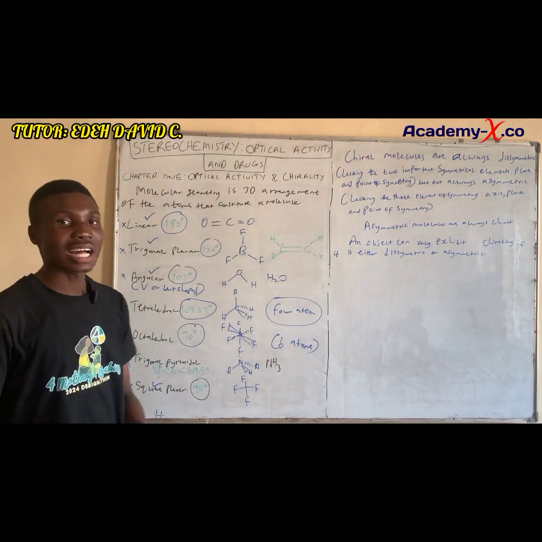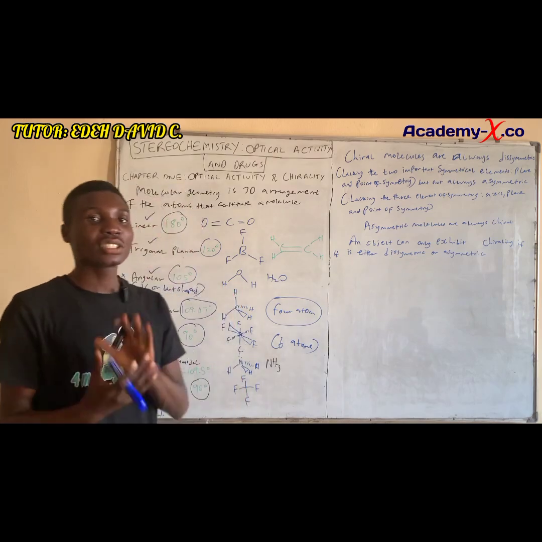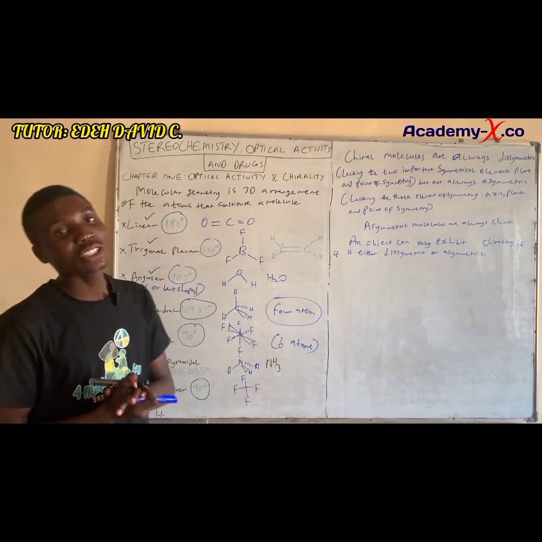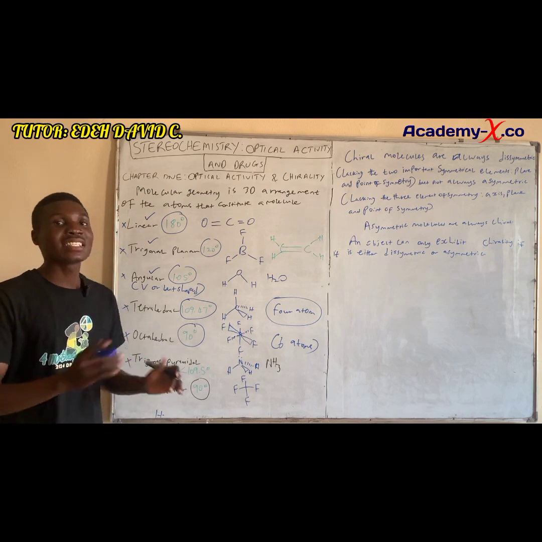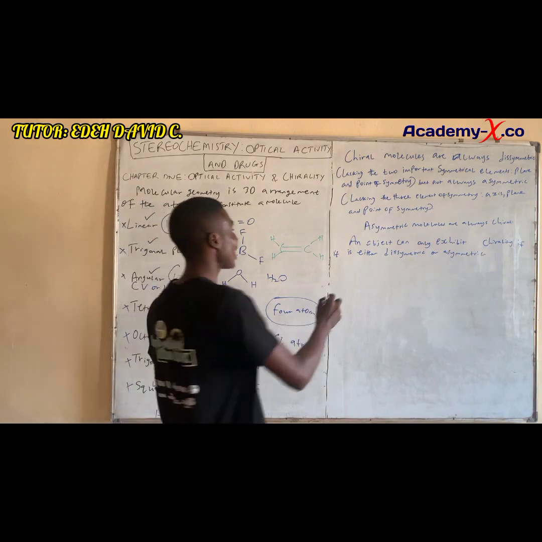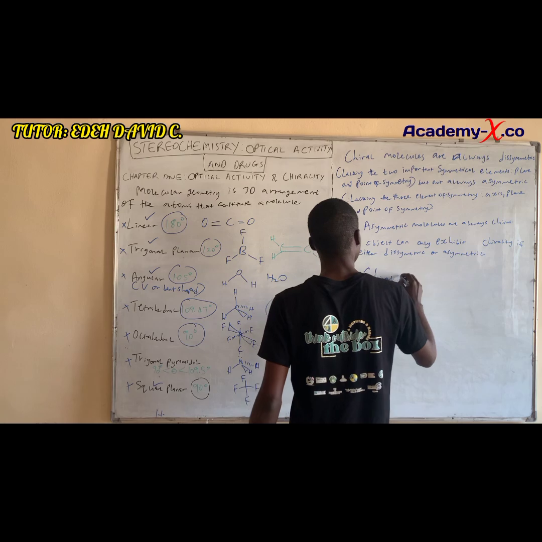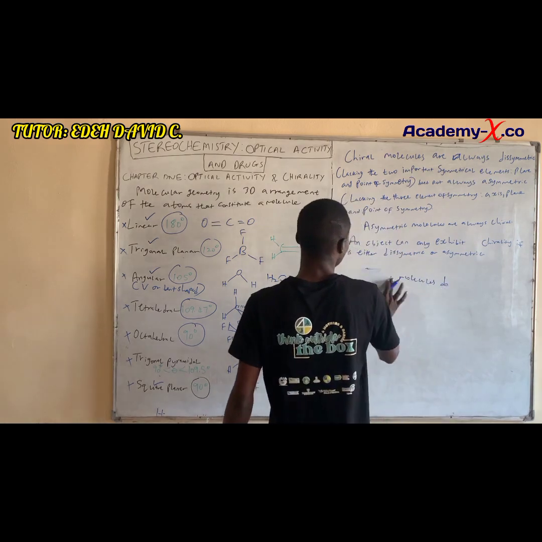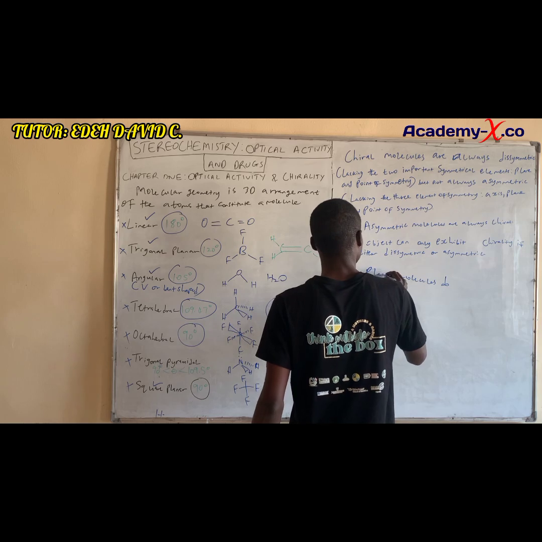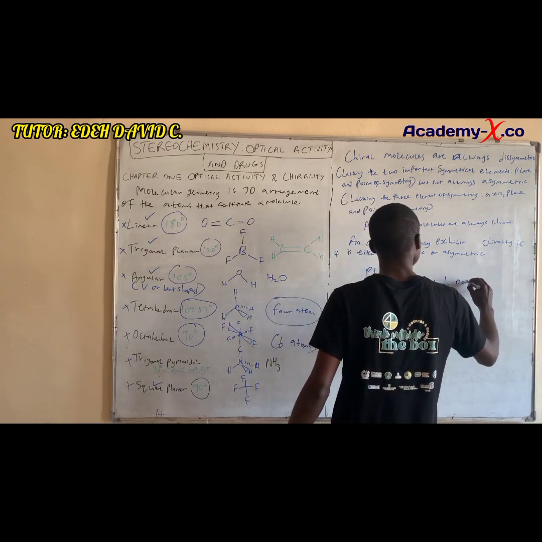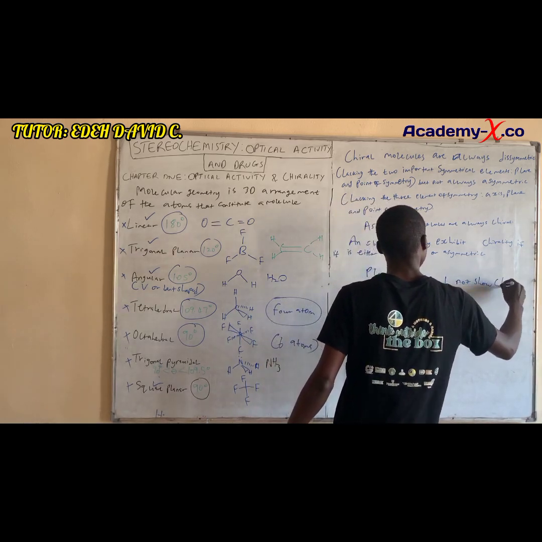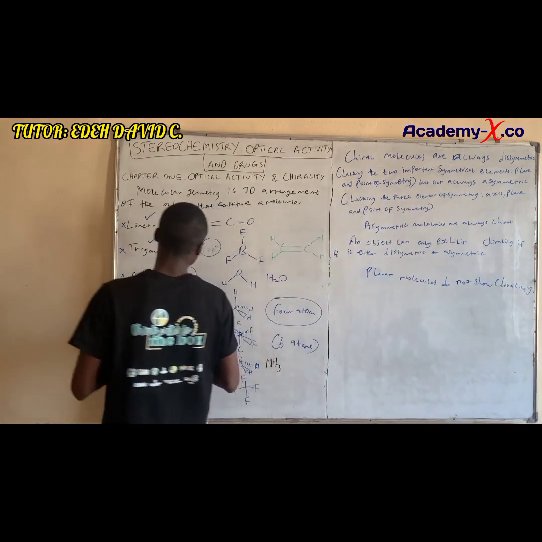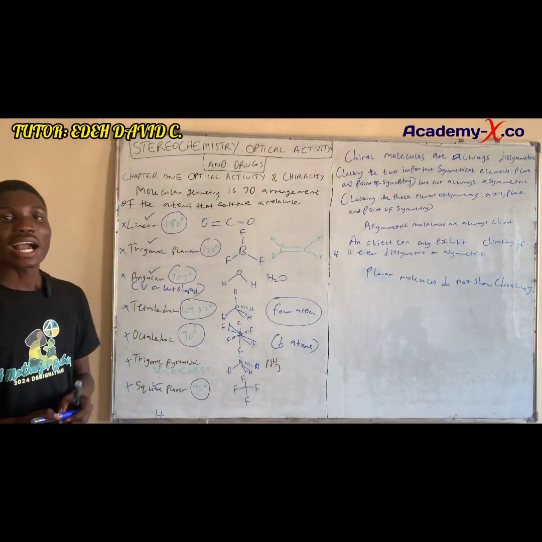And something you need to note is that planar shapes or planar molecules cannot show chirality. Planar molecules do not show chirality. They are usually achiral. So once you see a molecule that is planar, just know it's going to be achiral.